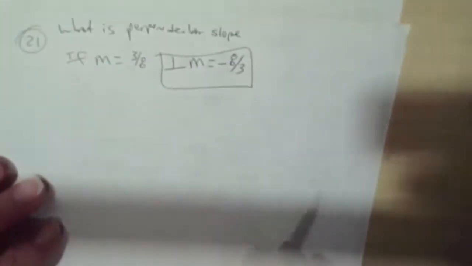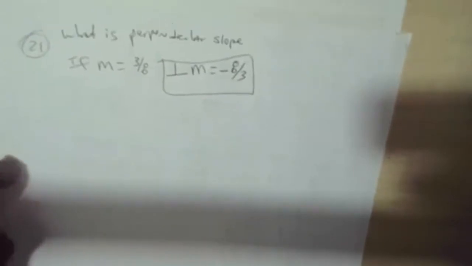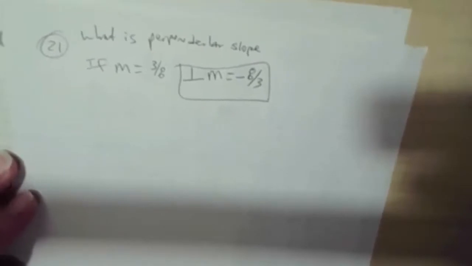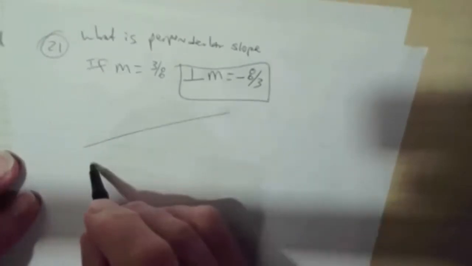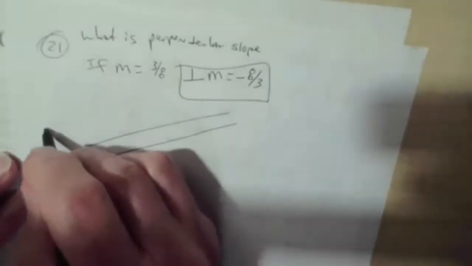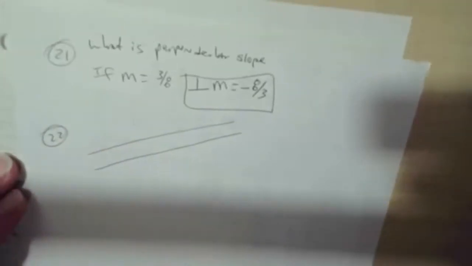And I'm going to give you the answer on this one. There's no other way to do it. What do parallel lines have in common? These two are parallel. What do they have in common? Same slope, right?